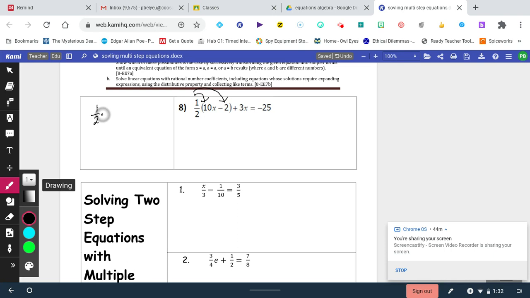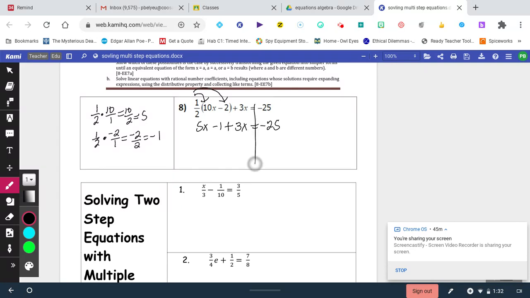But you can do this. Of means multiplying. You take a fraction of another number, you multiply. So basically you end up with 10 halves, which is 5. So when I multiply here, I get 5x. And then it's 1/2 of -2. But you all should know half of -2 is -1. But if you do it this way, it's -2 over 2, which still gives you -1. Say -1, right, minus 1. Plus 3x equals -25.